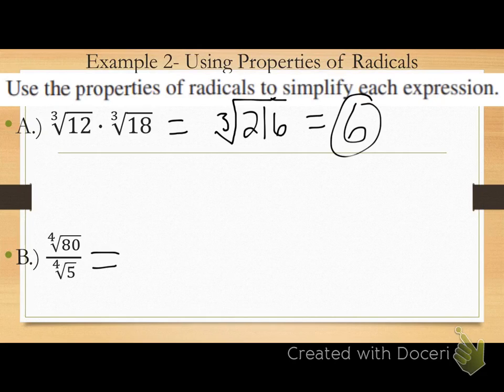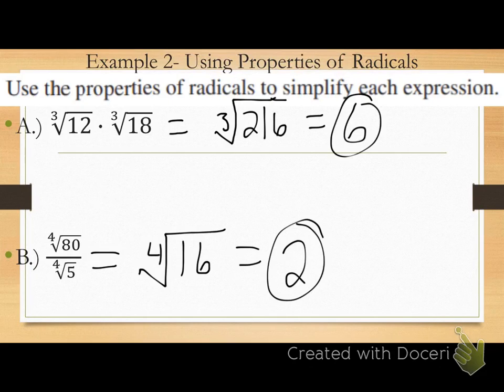Letter B. What does the quotient property of radicals tell me I can do on letter B? Put 80 divided by 5 under the same radical, since they have the same root. So what is 80 divided by 5? 16. And now I'm asking myself what number times itself times itself times itself gives me 16. 2.